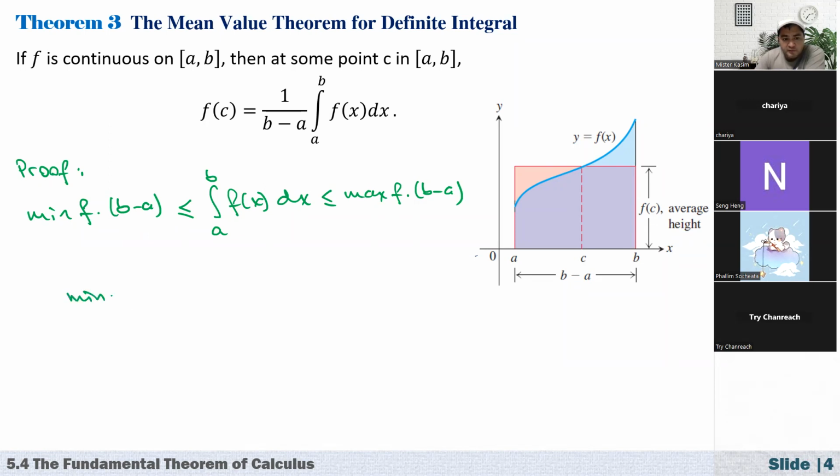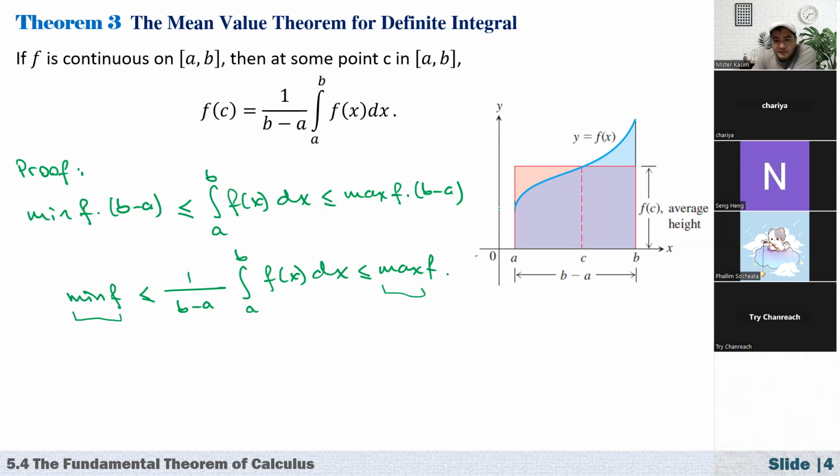Here we have the minimum value of f less than or equal to 1 over b minus a, integral from a to b of f of x dx, less than or equal to the maximum value of f, right? And since our function is continuous over the closed interval ab, by the first theorem about continuity, our function assumes all the values between the minimum value of f and the maximum value of f, right?